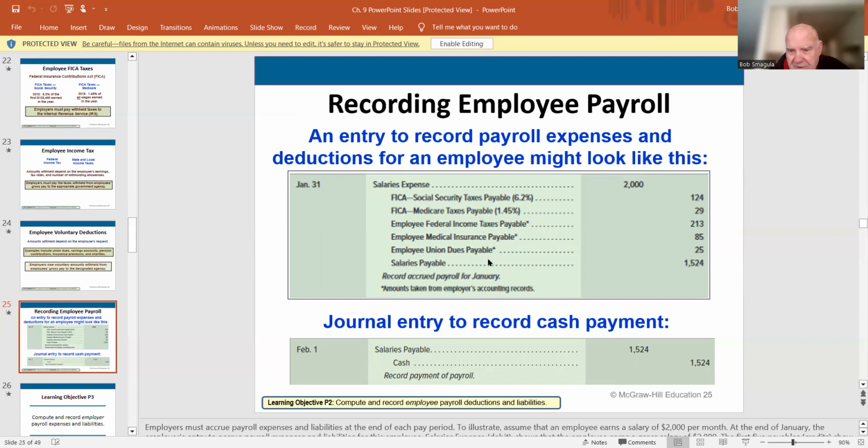The salaries payable, or the net pay, or the cash is $1,524. And since they recorded it to salaries payable to be paid the next day, then they just debit salaries payable and credit the cash. Okay.